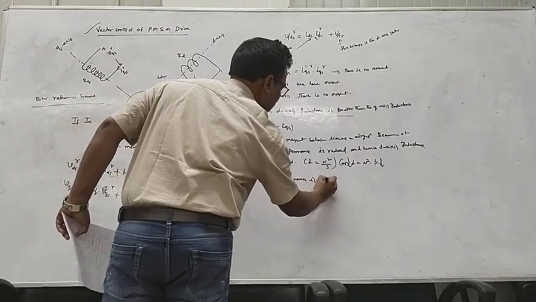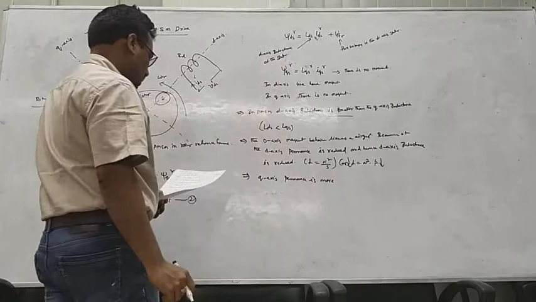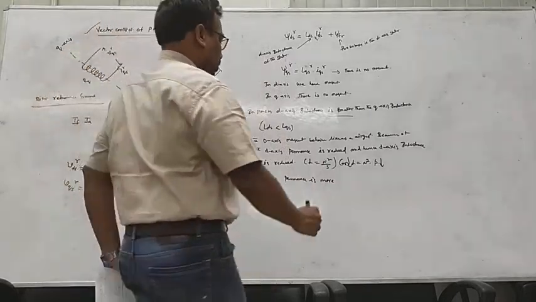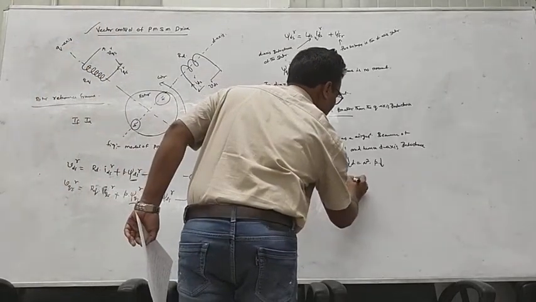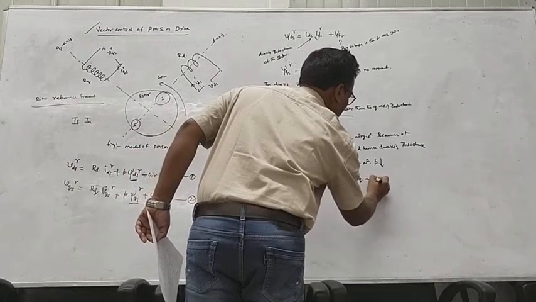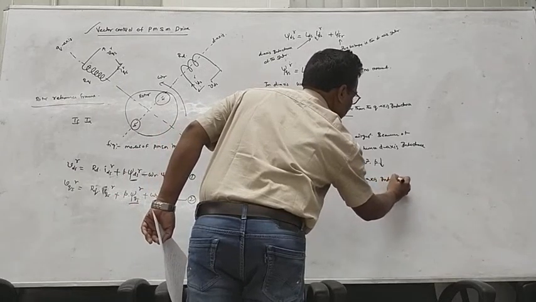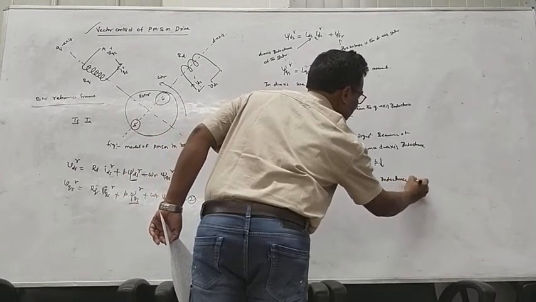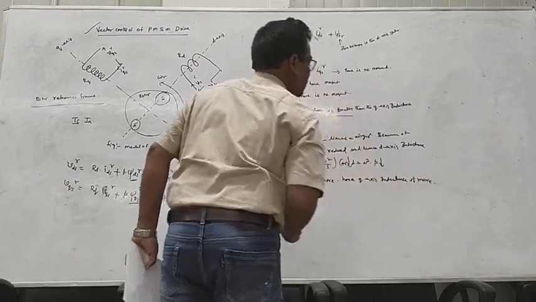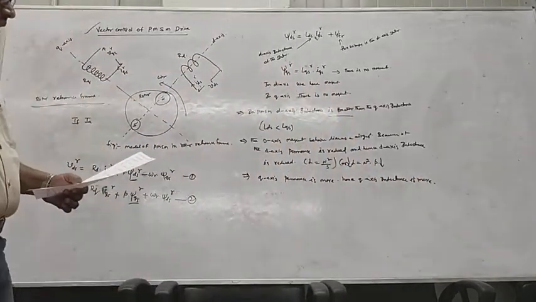Permeance is more, hence q axis inductance is more. Hence quadrature axis inductance is more.